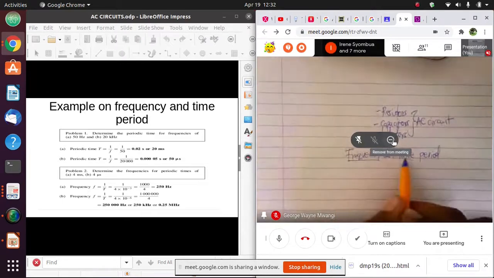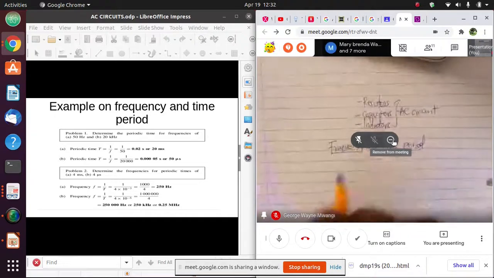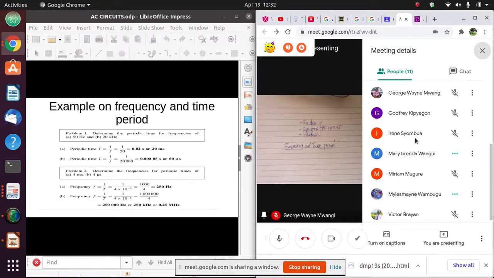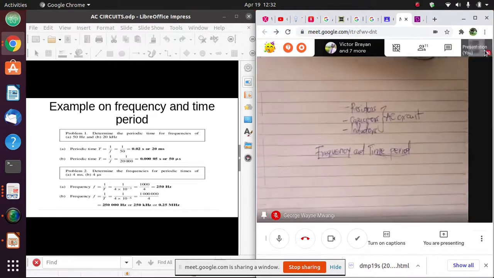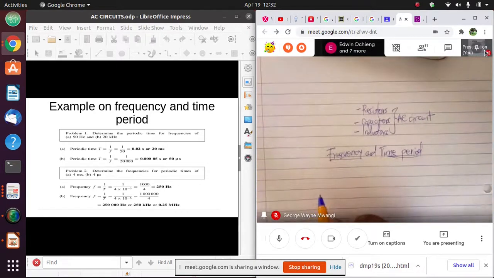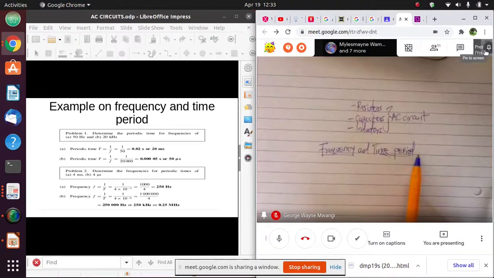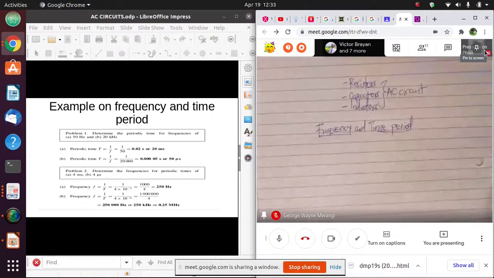So what is frequency and what is time period? Let me see. Edwin or Cheng, what is frequency? Frequency ni nini? According to me, frequency is the number of cycles per second. Yes. That's the explanation. It's the number of cycles per second. And the time period is the time taken to complete one full cycle. Now we had done these two examples during our first class, so I'm repeating these examples for the sake of those who weren't there.